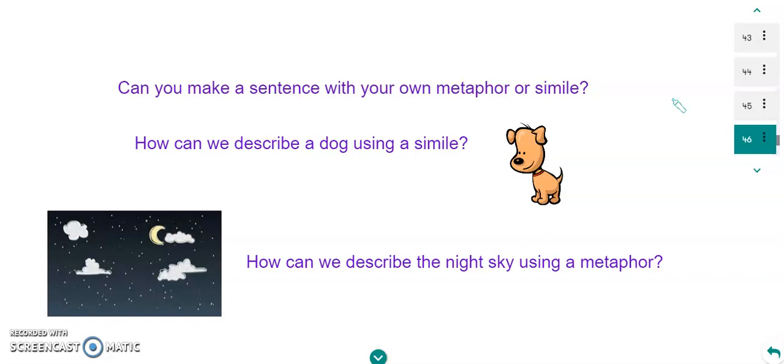Right, now let's try this using a metaphor. So I want you to describe the night sky using a metaphor. Have a think about it. Right, what I said was the night is a big black cat. What did you come up with?